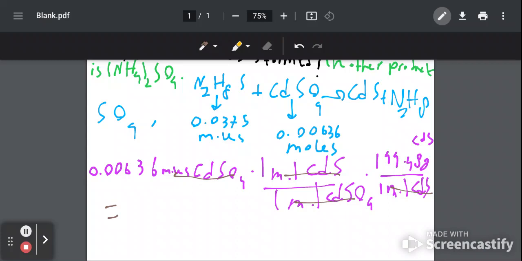That is 144.48 multiplied by 0.00636. If we round it to 2 significant figures, we get 0.92 grams of cadmium sulfide. And that's the problem.